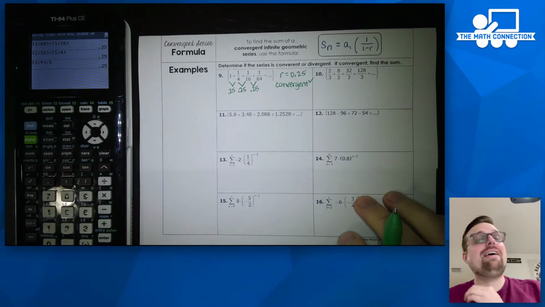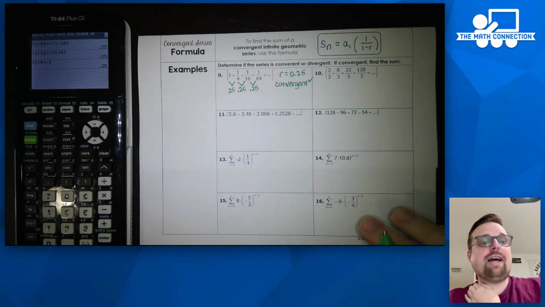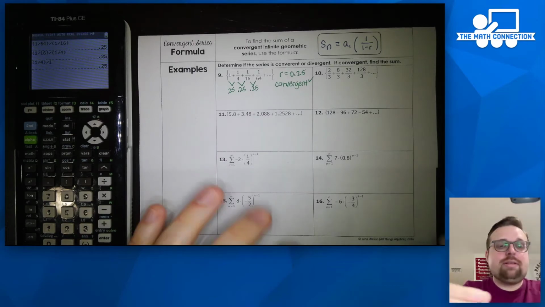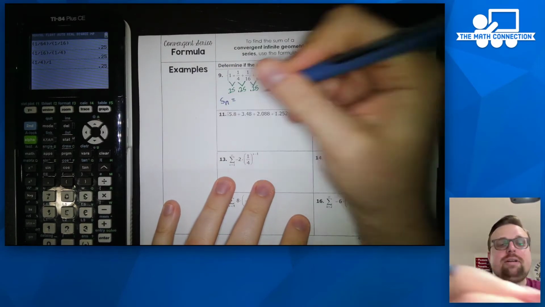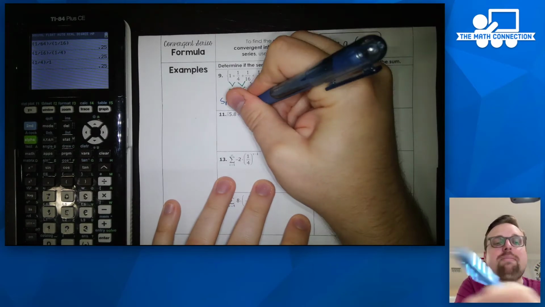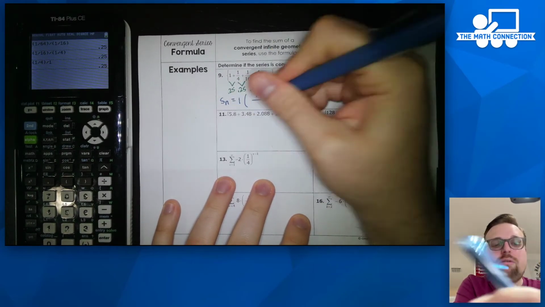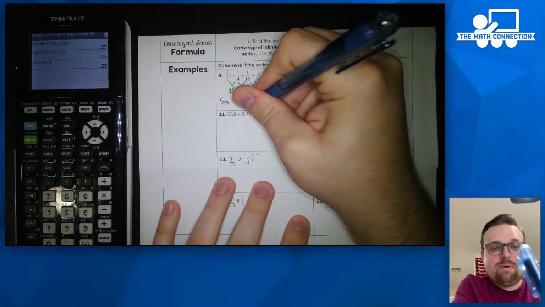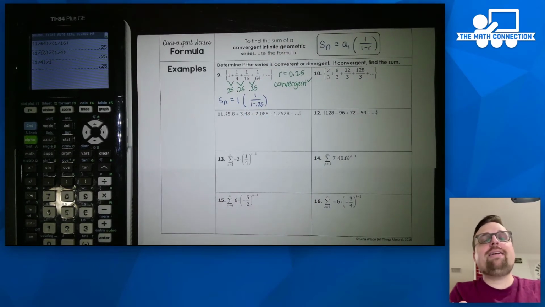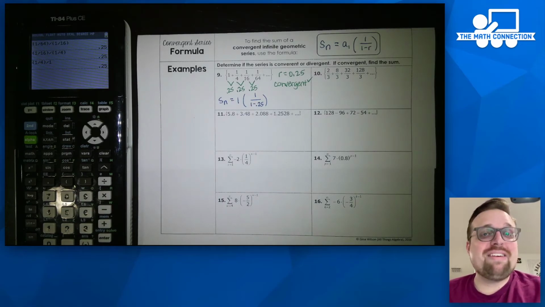Yes. And so if it's convergent, that means we can find the sum. And so let's go ahead and find the sum. The sum of this series is going to be the first term, which is 1, multiplied by 1 over 1 minus r. So 1 minus 0.25. Well, 1 minus 0.25 is 0.75.